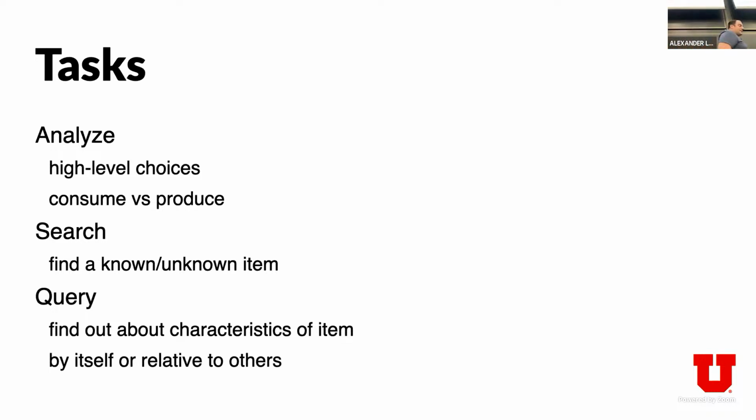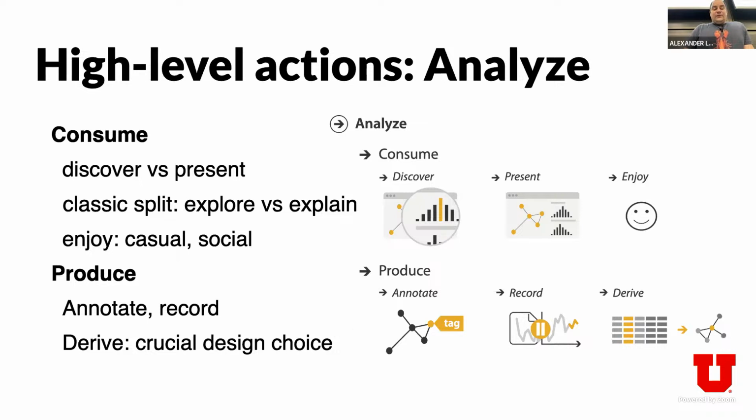So we talked about tasks intuitively, but you can also structure tasks a little bit more analytically. In our textbook, Tamara Munzner divides these into analyze, search, and query tasks. Analyze is about the high-level choices and consume versus produce. Searching is about finding an unknown or a known item. And querying is finding out about the characteristics of an item. What are the dimensions that are associated with an item by itself or relative to others?